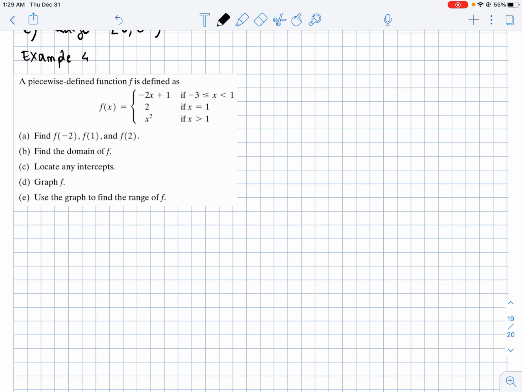Example number 4. A piecewise defined function f is defined as f of x equals negative 2x plus 1 for x between negative 3 and 1, f of x equals 2 if x equals 1, and f of x equals x squared if x greater than 1.